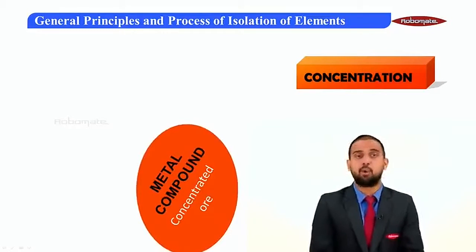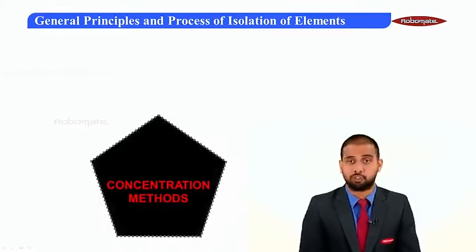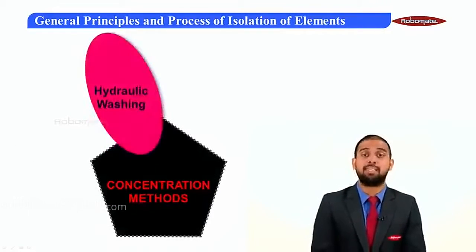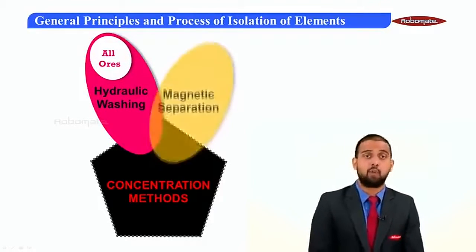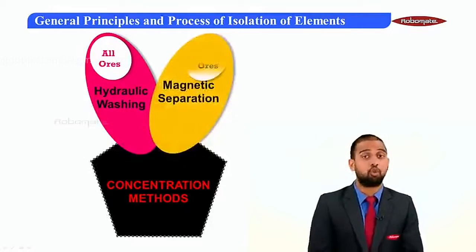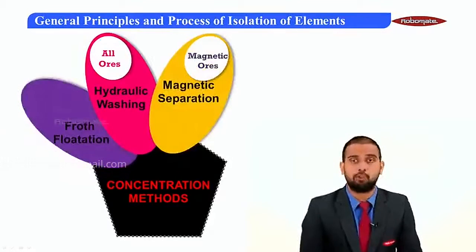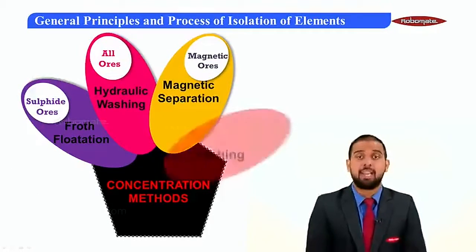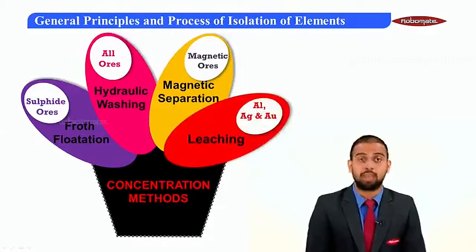Now since we know what concentration is, it is time to talk about the various methods of concentration. There are four methods. The very first one is hydraulic washing, which can be done for all ores. The second one is magnetic separation, which can be used only for magnetic ores. The most important one is froth flotation, which can be used only for sulfide ores. And the last one is leaching, which can be used for metals like aluminium, gold and silver.